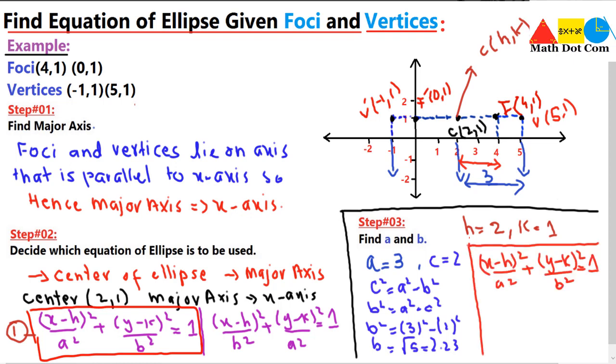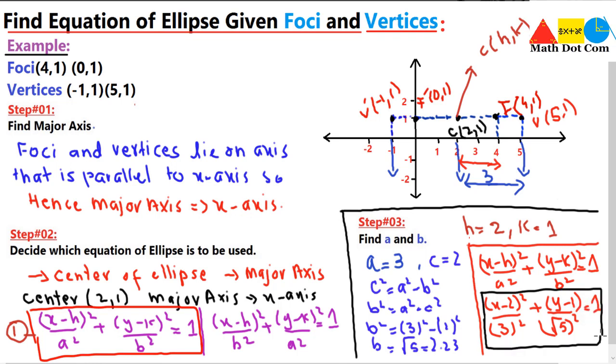The equation is, now what is h? H is 2, so x minus 2 whole square, and what is a? A is 3, so 3 square, plus what is k? Y minus 1, as k is 1, divided by what is b? B is under root 5. So I write under root 5 square, or you can also write 2.23, equals 1. So this is the required equation of the ellipse, and let's plot it now.